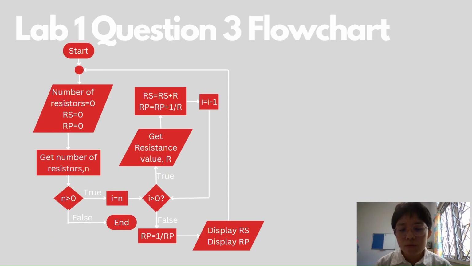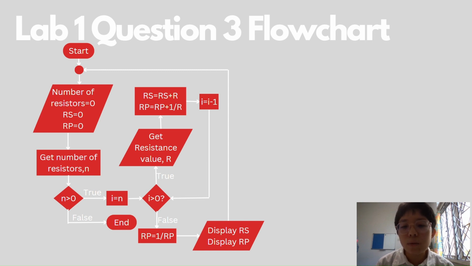So now we will proceed with our flowchart, in which we first get our input data: number of resistors equals to 0, Rs, Rp equals to 0. By getting all this input data, we go into the do while post-test loop. Then we get the number of resistors, and our if selection statement: if larger than 0, then iteration equals to number of resistors. Then we will have our while loop.